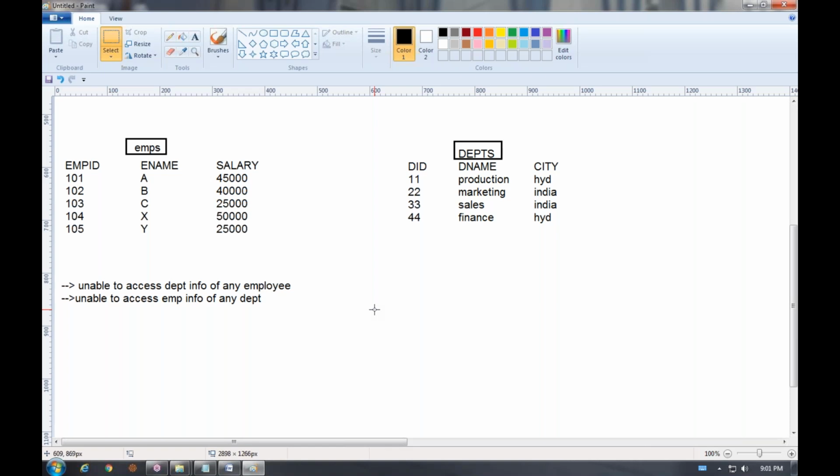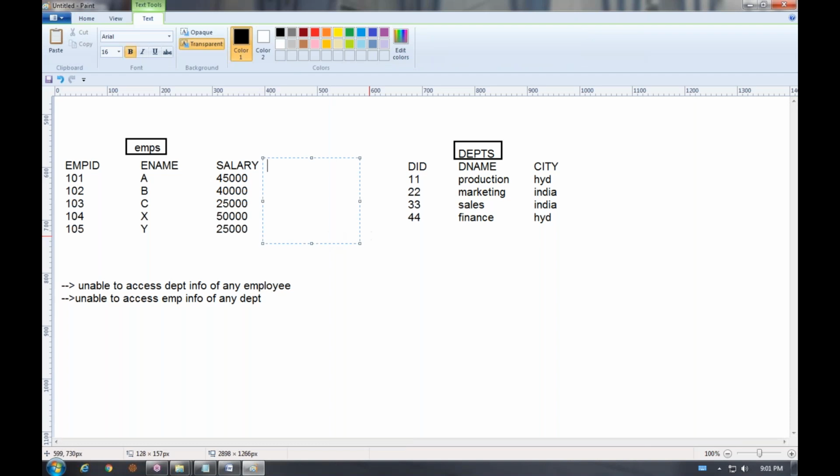So, how to get complete information? I don't want to miss meaningful data. So, in that case, listen carefully. Here, I am maintaining one more column. What is the column name? It's department ID. So, the first employee department ID is 11. Second employee also 11. Third employee also 11.